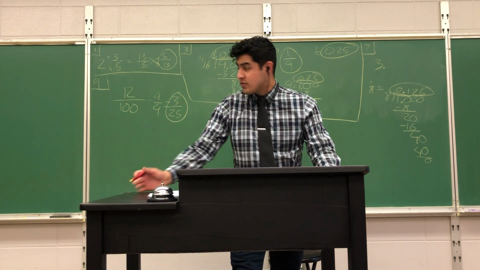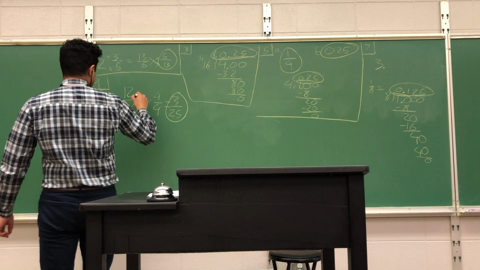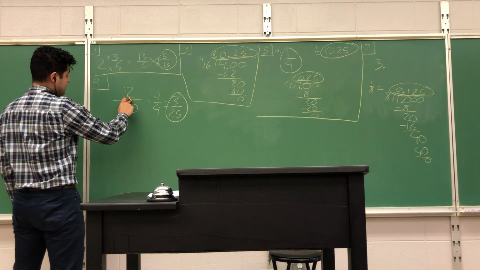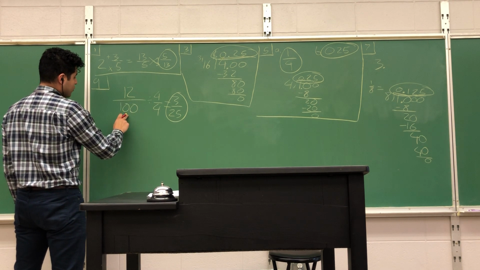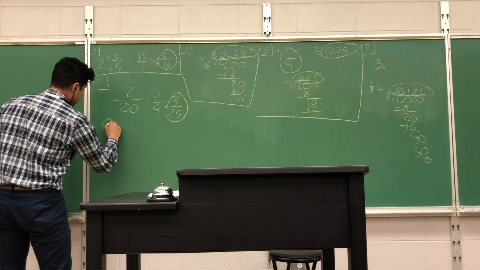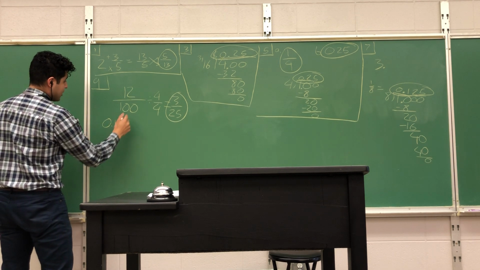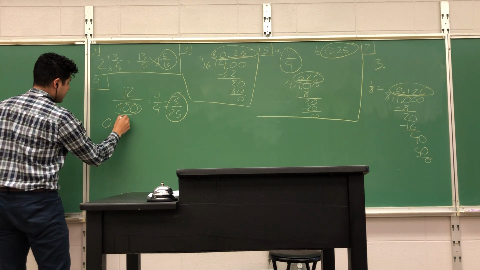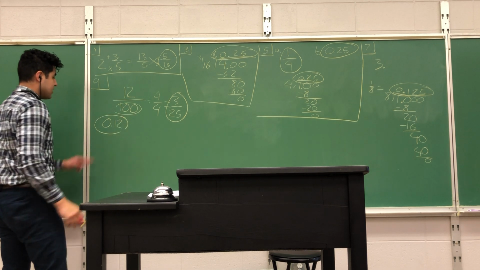And then our decimal, very simply, okay? 12 over 100, our decimal is written as 0.12. We see the 2 is in the hundredths place, that's represented right there. So our decimal representation is 0.12.